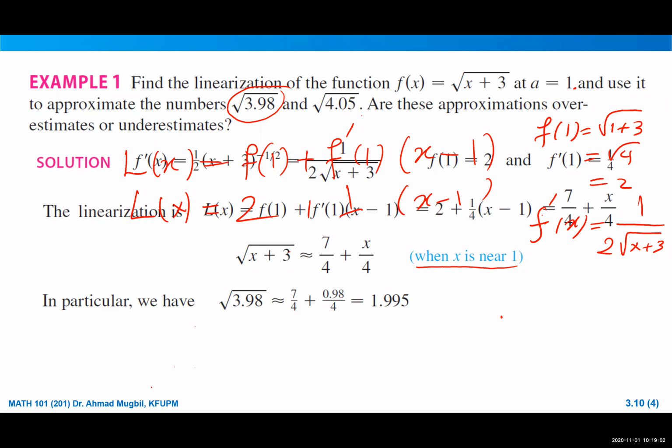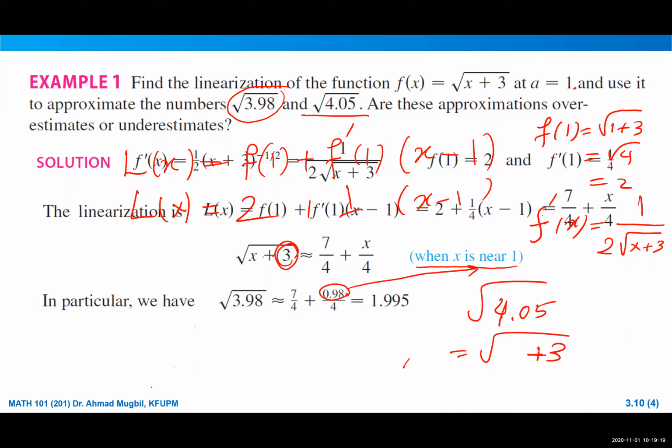You can do the same here. In our case, 0.98 is near 1. Similarly, the square root of 4.05, what is it? It is square root of 3 plus what? Why 3? Because this is 3 plus 1.05. And this number also is very close to 1, so it is near 1. So this approximation will be very, very good. So the square root of 4.05 will be approximately 7 over 4 plus 1.05 over 4, which will be 2.0125.